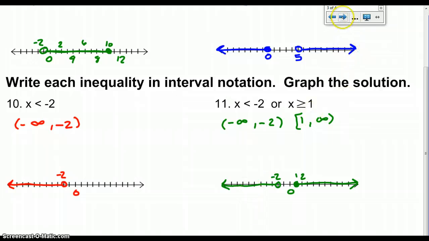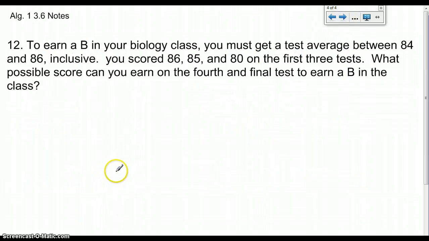Okay, we're going to move on to number 12. So when you read this, it wants all the test averages to be between 84 and 86, to get a B in the class. So 84 is the smallest we can get, and 86 is the biggest. So that would be our inequality, and then we have something in here.